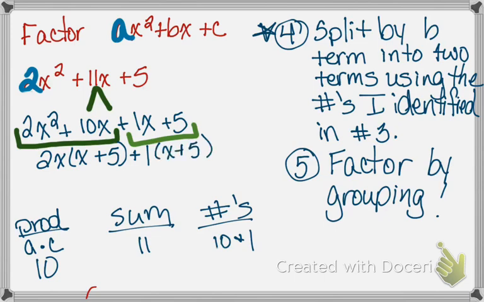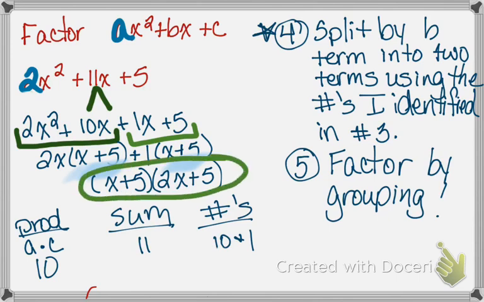Do you see, and remember when we factor by grouping, these two things have to be exactly the same. And so my factors, or my final answer, is x plus 5 times 2x plus 5. That's my answer right there. Oh, I'm sorry. Thank you. It is 2x plus 1.